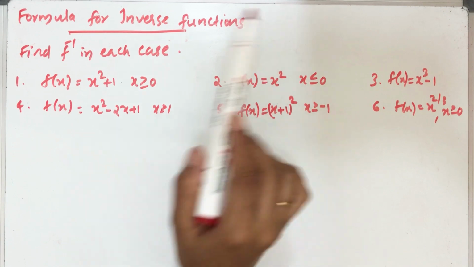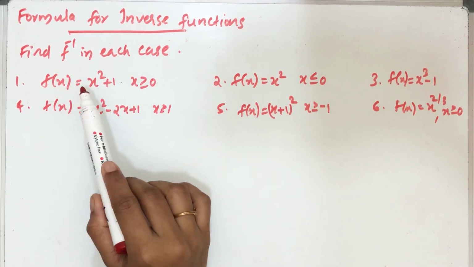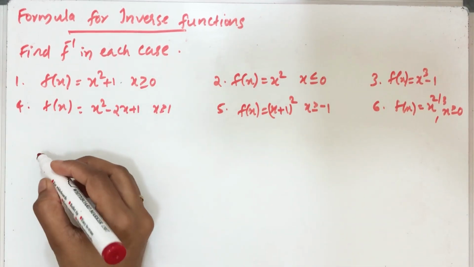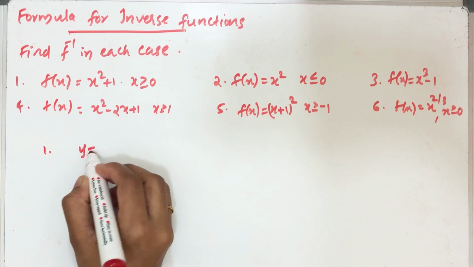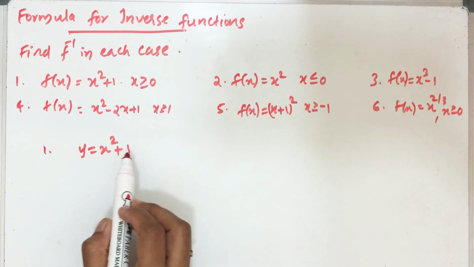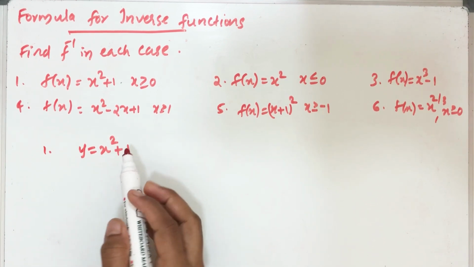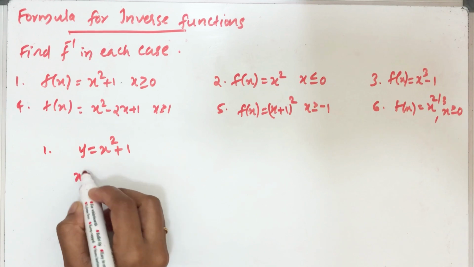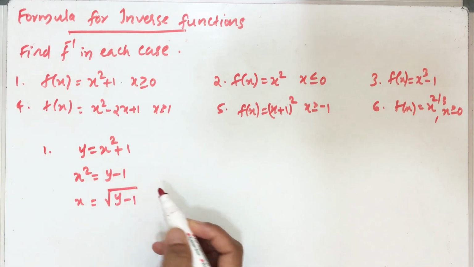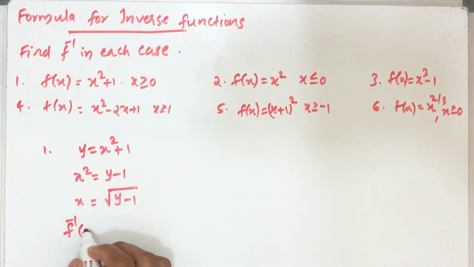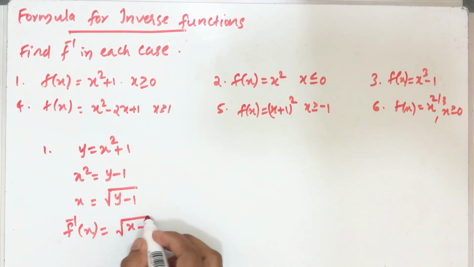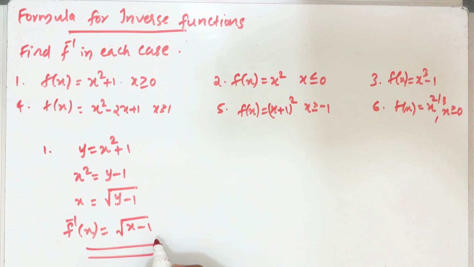Formula for inverse functions. Find f inverse in each case. First one, f of x is equal to x square plus 1, x greater than or equal to 0. See, first question, we can write y equal to x square plus 1. So to find the inverse, the first step is to find x in terms of y, or solve for x in terms of y. This way we will get x square is equal to y minus 1, or x is equal to root of y minus 1. Or we can write f inverse of x is equal to, just interchange x and y, that is root of x minus 1. So f inverse of x is equal to root of x minus 1.